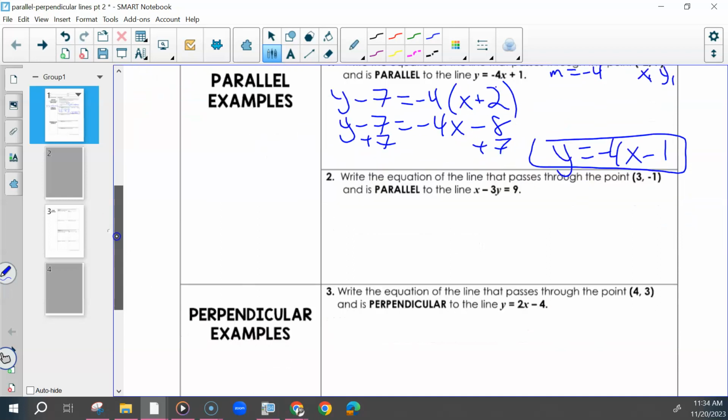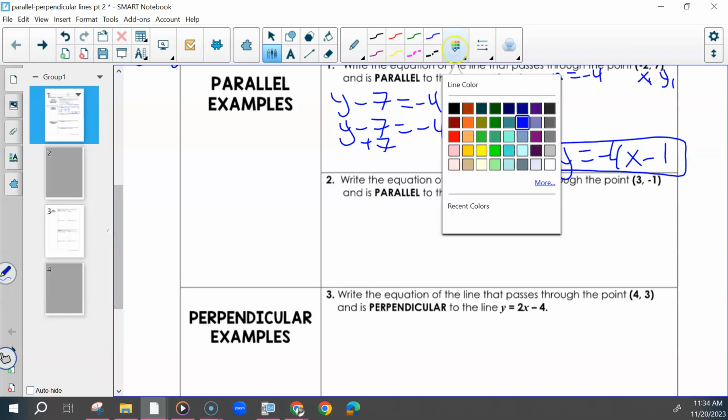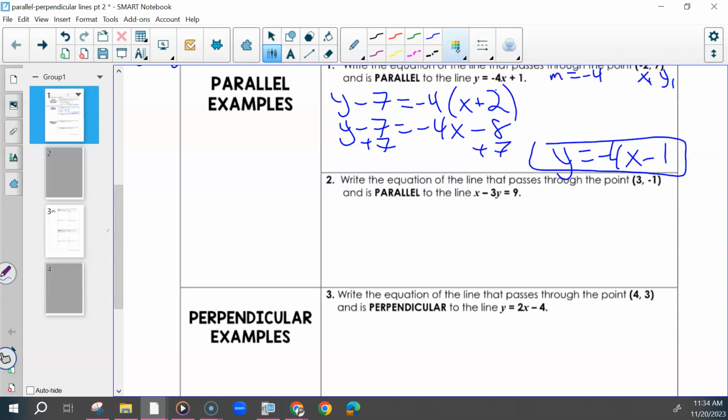Okay. So now in number 2, same process, except this equation is not in slope-intercept form, so we have to change that first. Subtract x, divide everything by negative 3, y equals positive 1/3 x minus 3. This is not the answer to the problem. We just rewrote the equation that was already there.